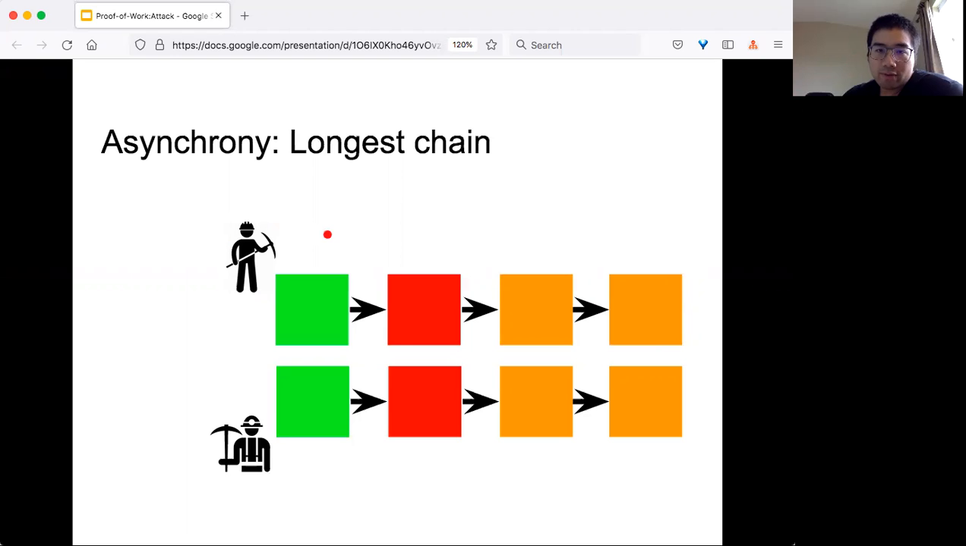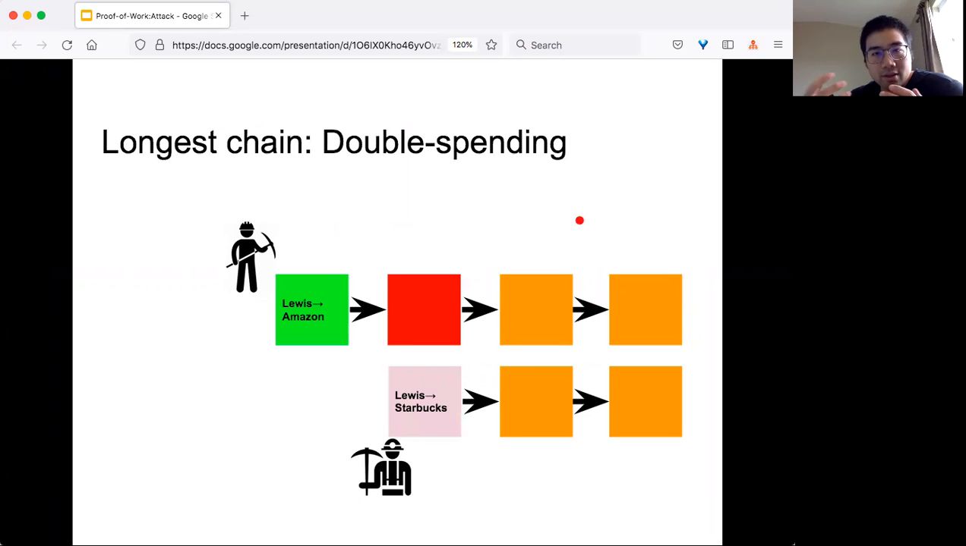But now, with this longest chain, double spending is again possible because of this behavior of switching chains. So let's look at this case. We have two miners, and one miner sees a block saying Louis pays $10 to Amazon, and the bottom miner sees that Louis pays $10 to Starbucks. Suppose Starbucks checks and says, okay, you already included this transaction, that's good. I'll give Louis his coffee.